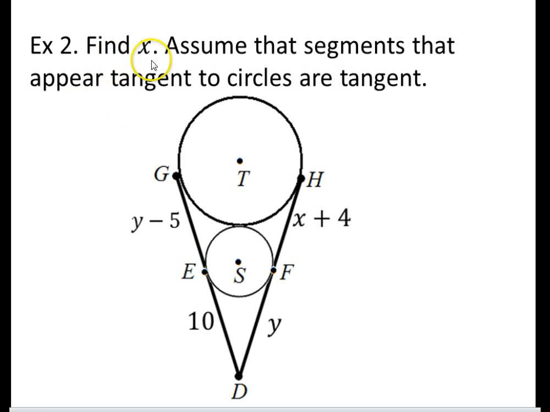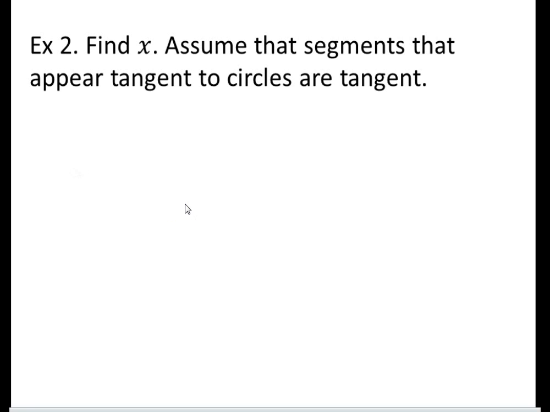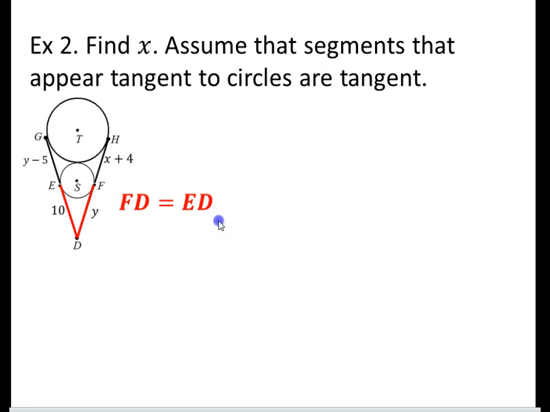Example 2. Find X. Assume that segments that appear tangent to circles are tangent. Okay, we know that FD is the same length as ED because of the theorem we just read. They're two tangents from the same exterior point. So because of that, FD is Y, ED is 10, so Y equals 10. So then we'll replace Y with 10 throughout the problem. So GE becomes 10 minus 5, which is 5, and FD is 10.